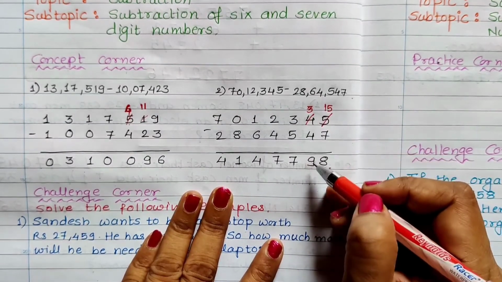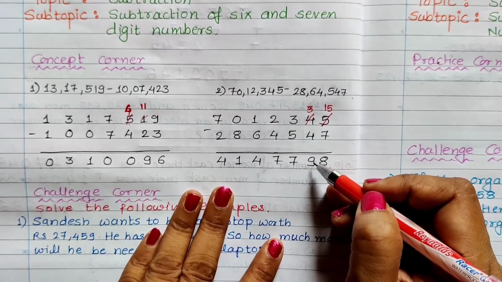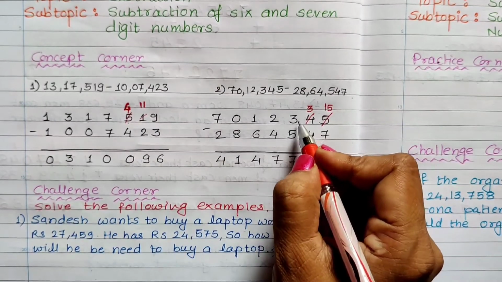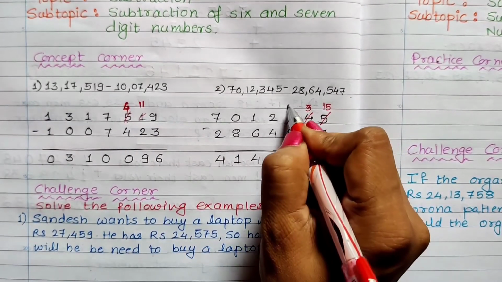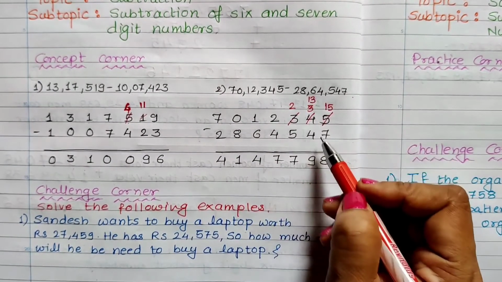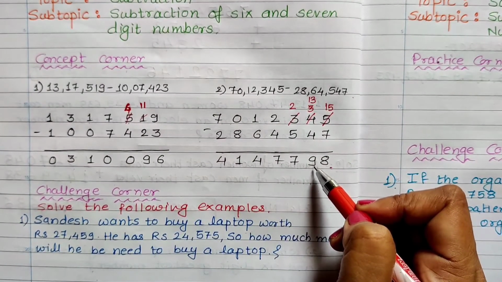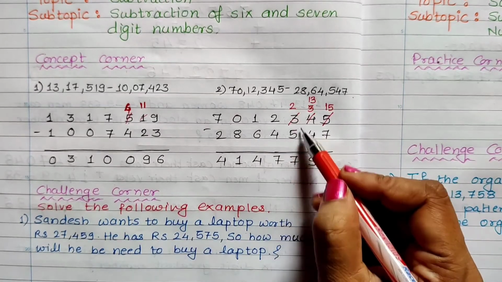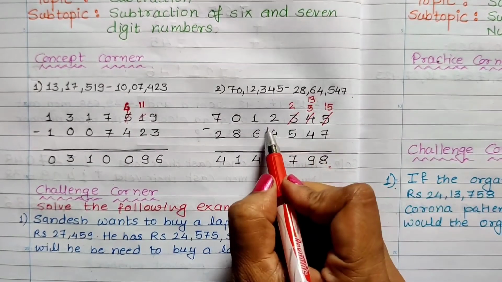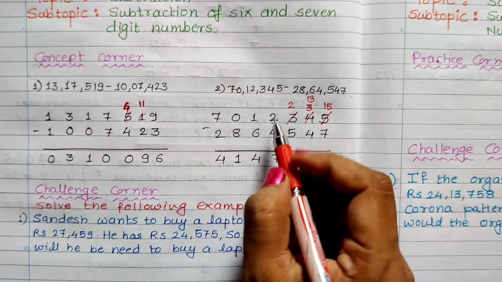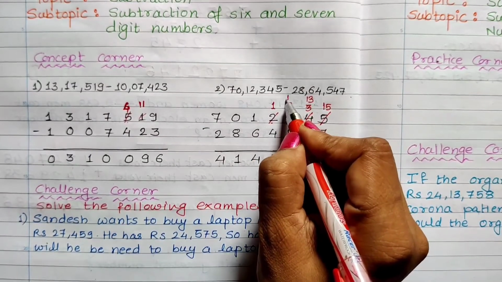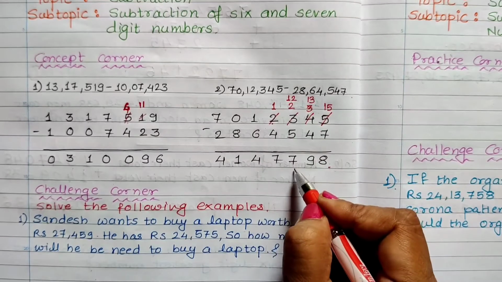Now 3 minus 4 again cannot be done. So that means we have to borrow 1 from this 3. So 3 becomes 2. And in place of this 3 we have to write 13. So 13 minus 4 we have to do, which is 9. Now let us do 2 minus 5. Again 2 minus 5 cannot be done. So we have to borrow 1 from this previous 2. So it becomes 1, and in place of 2 we have to write 12. 12 minus 5 is 7.